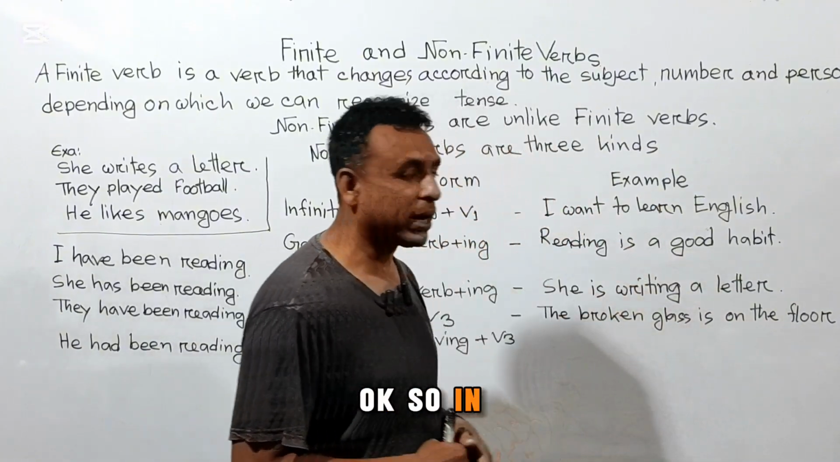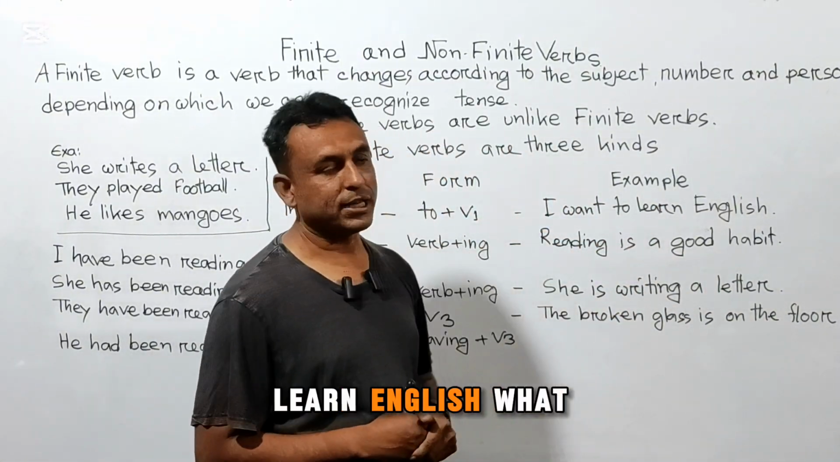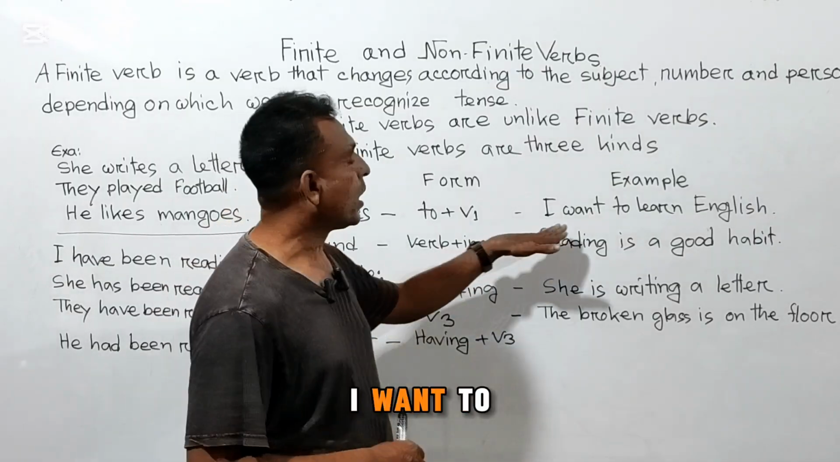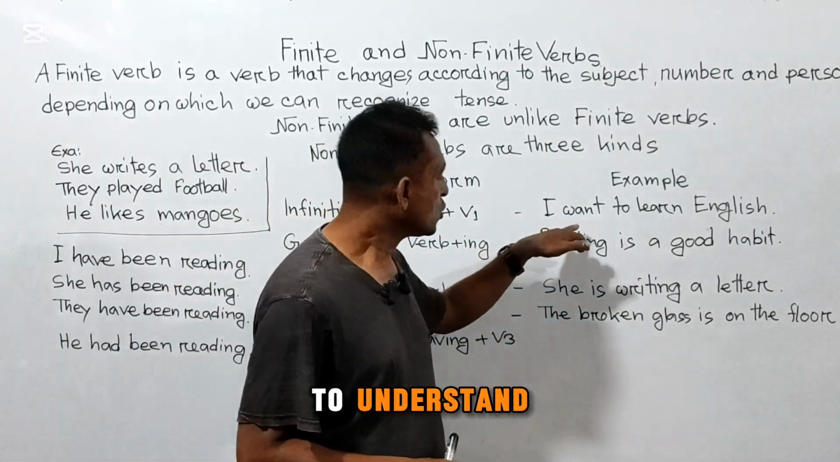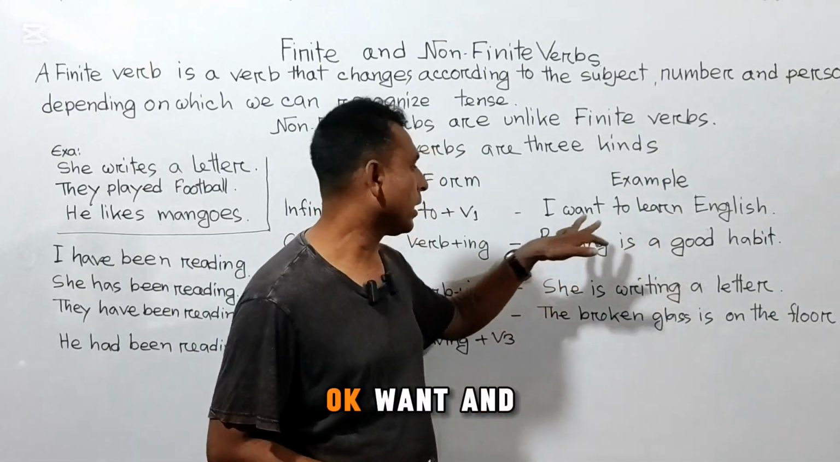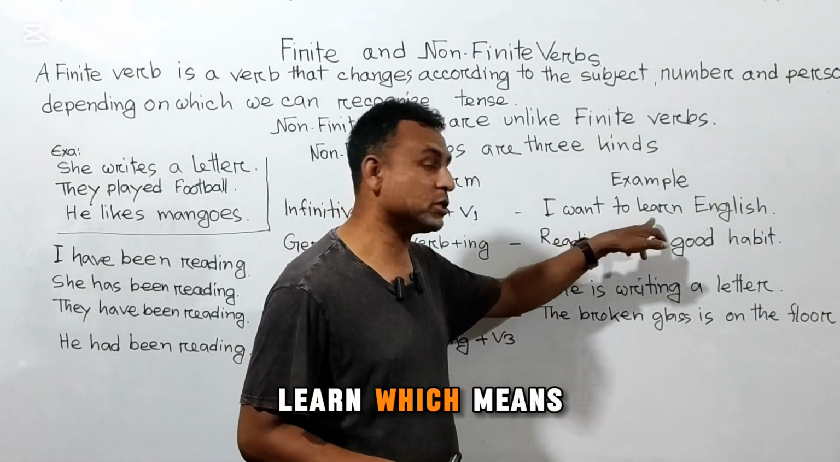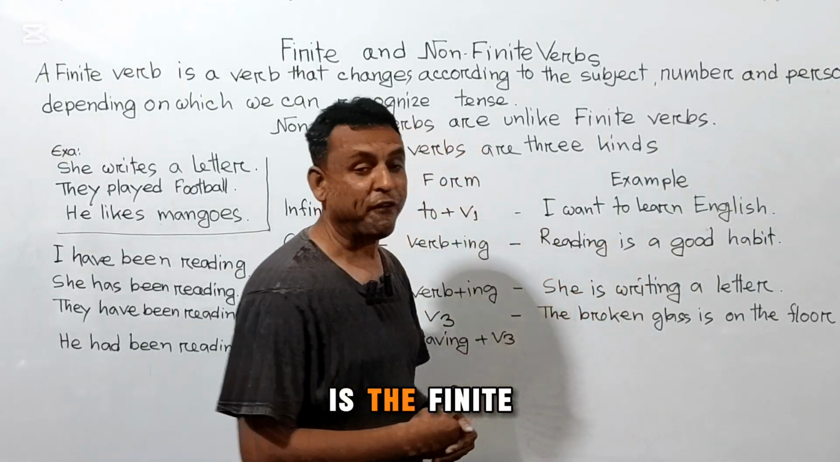In my example, try to understand: I want to learn English. What did I say? I want to learn English. Here there are two verbs, want and learn. Want and learn, which means to learn, is an infinitive. So here want is the finite verb.